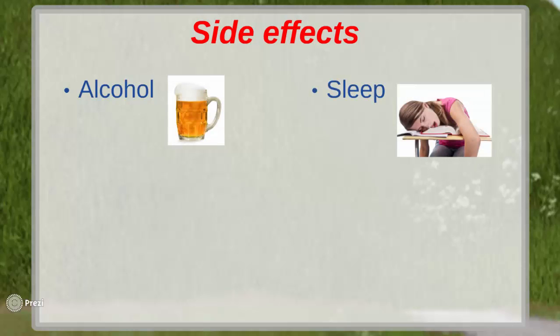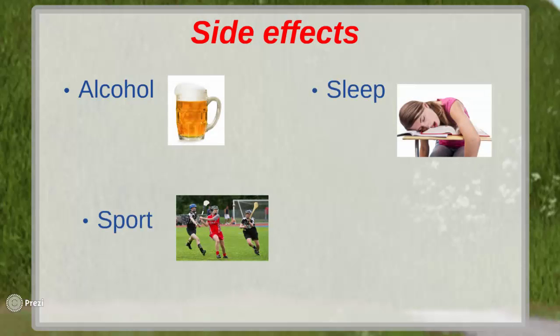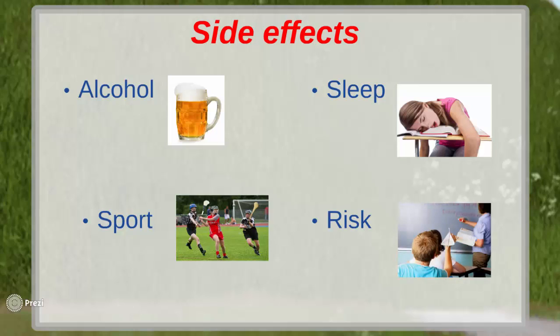Side effects. The developing adolescent brain is affected by both healthy and unhealthy side effects associated with alcohol, sleep, and sport. The developing adolescent brain is also more susceptible to risk.